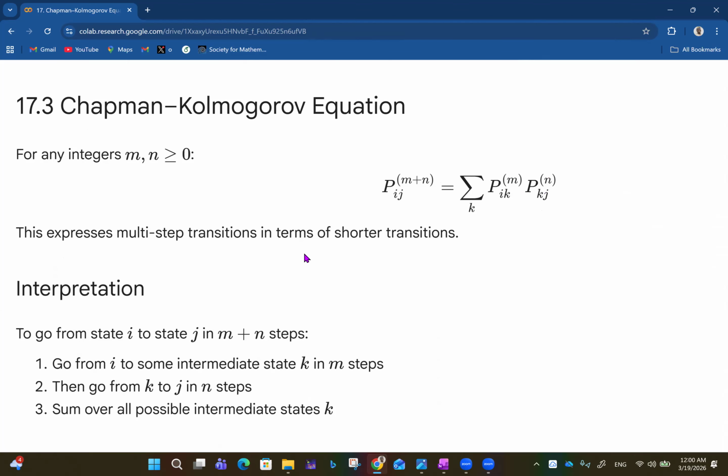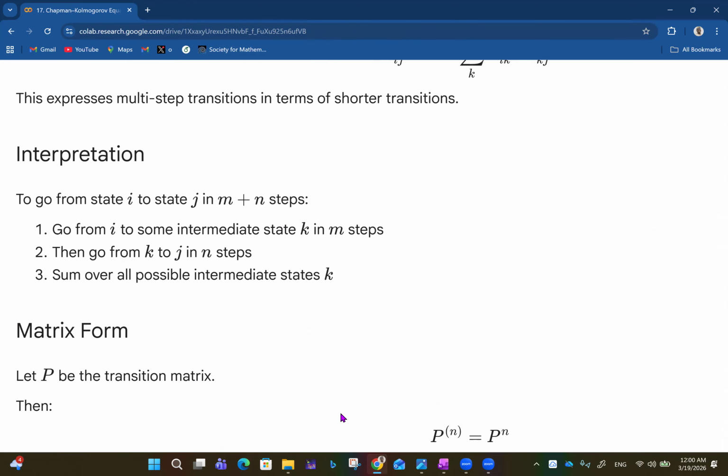This expresses multi-step transitions in terms of shorter transitions. So the interpretation is that you go from state i to j in m plus n steps. You move from i to k in m steps, then from k to j in n steps. That means you're moving from i to j overall in m plus n steps. So go from i to some intermediate state k in m steps, then go from k to j in n steps, summing over all possible intermediate states k. That's the idea of the Chapman-Kolmogorov equation.